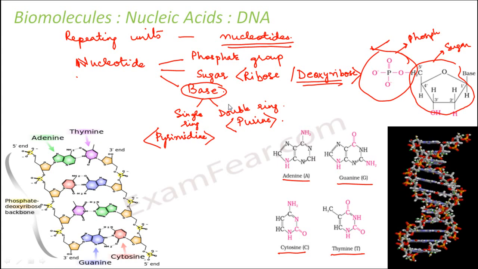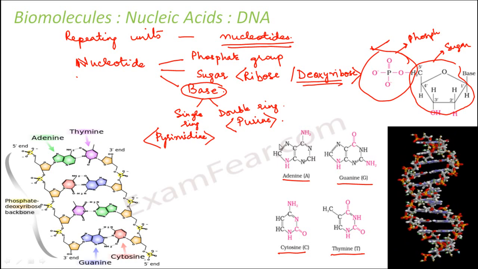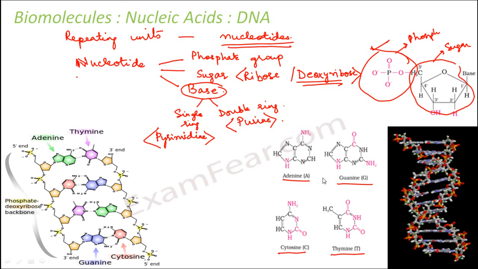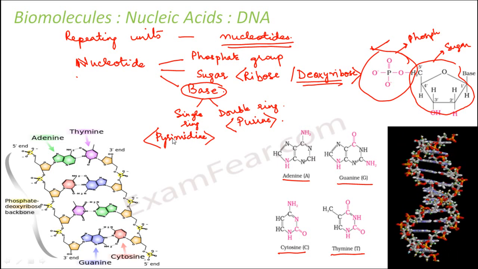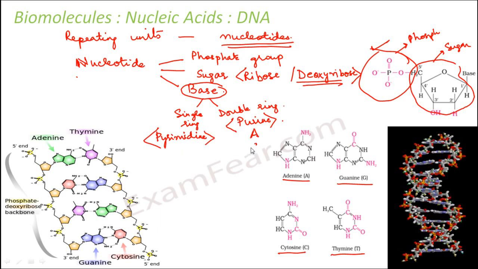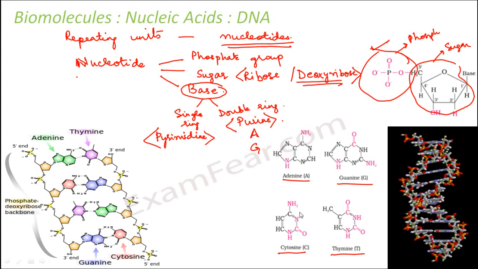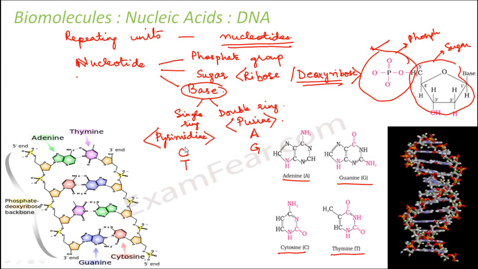So just now I told you that nitrogenous bases can be of two types: single ring structure or double ring structure. So here by looking at these structures you can tell which all fall under the purine category and which all fall under the pyrimidine category. So adenine and guanine are double ring structures, so they are purines, whereas cytosine and thymine are pyrimidines.